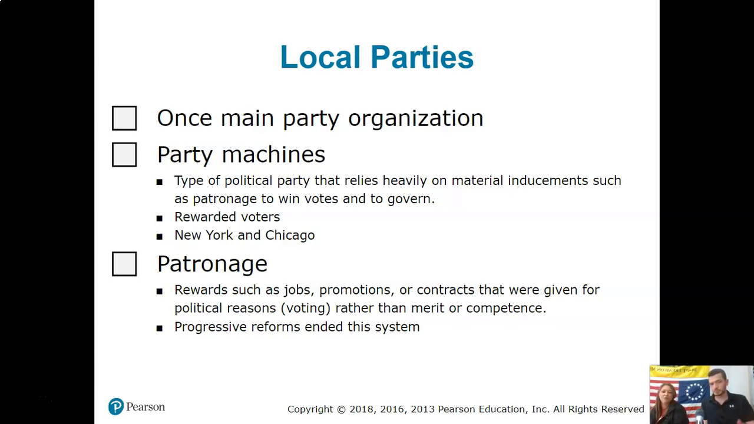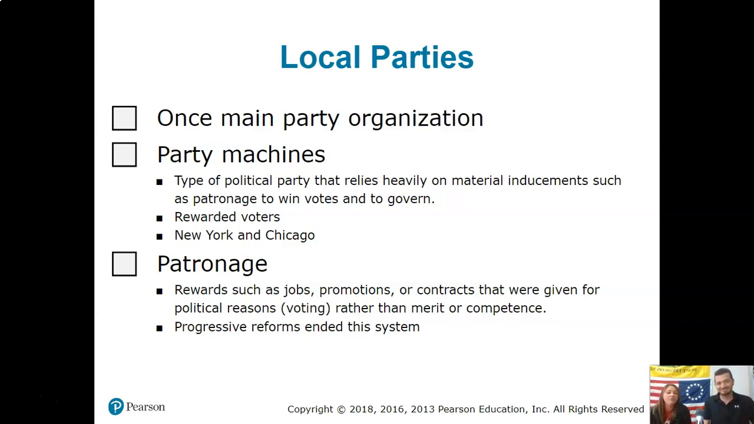Sure. So local parties, once they were the main party organization. It hasn't always been at the federal level, these huge, overbearing political parties. At one point in American history, it was more important to focus on local, right? Local grassroots, small government. And by small, I mean like the city of St. Peter's. Yeah. I get it.